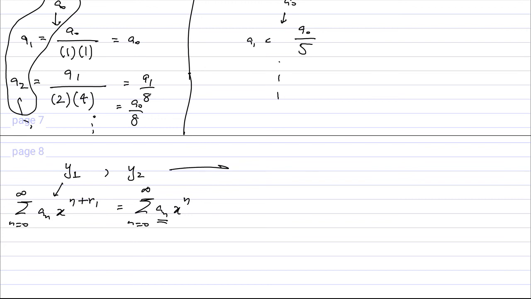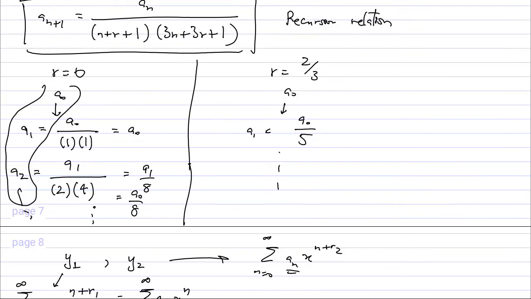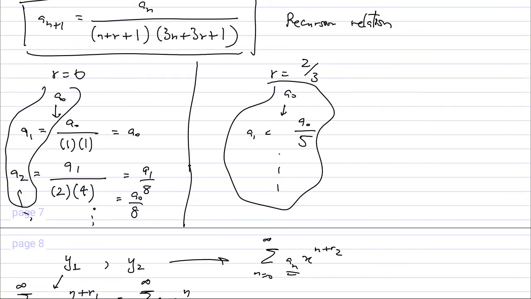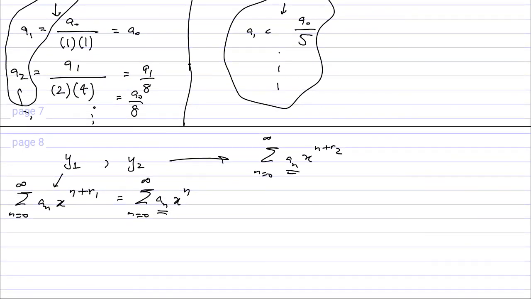y2 on the other hand is given by the sum from n is equal to 0 to infinity of a_n x raised to power n plus r2, where r2 is of course 2/3, and these coefficients, these a_n, are determined by this set of coefficients, the ones generated by the recursion relation, but the recursion relation has r is equal to 2/3 inside. And these two are linearly independent solutions in this case. So in this case it turns out that both of your solutions are of the form of an infinite series.